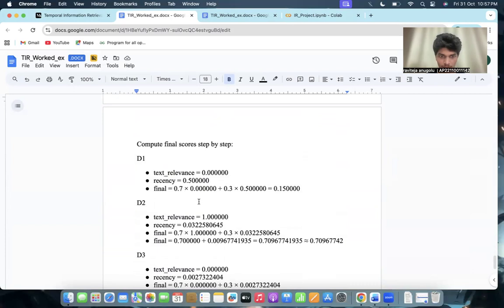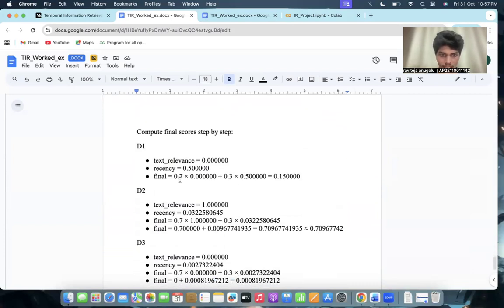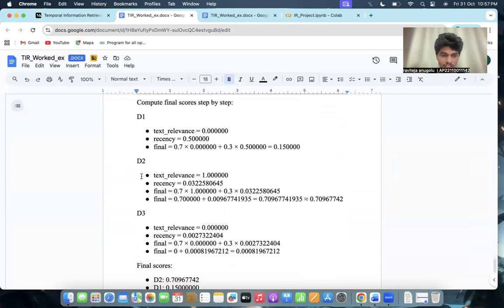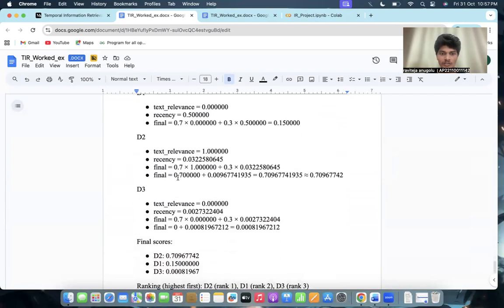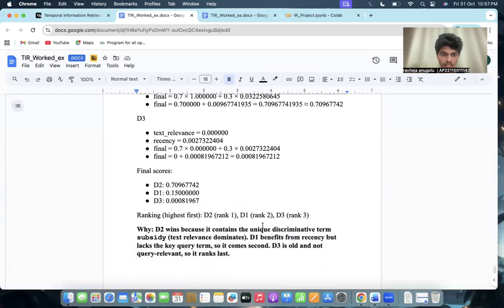By substituting the relevant terms, the final value will be generated here. Likewise, for D2 and D3, the values will be substituted and the final values calculated. The final scores will be summarized here. By observing this, we come to know that the value is higher for document D2, the next one is D1, and the third ranked one is D3.